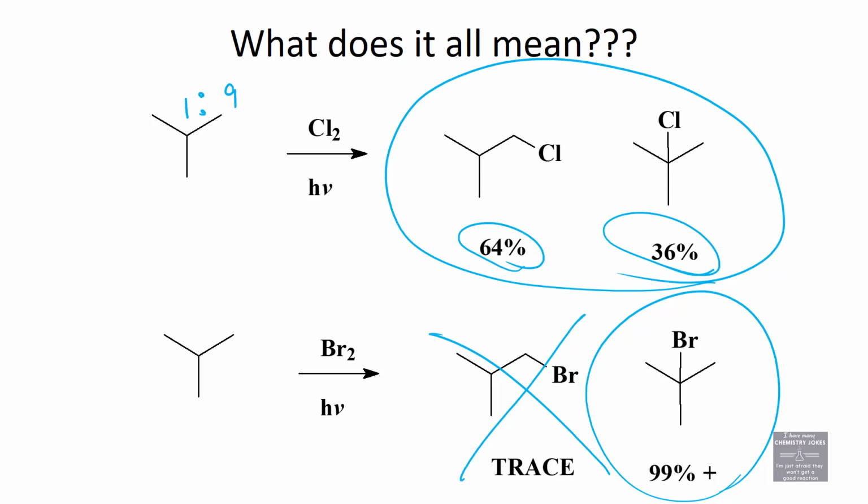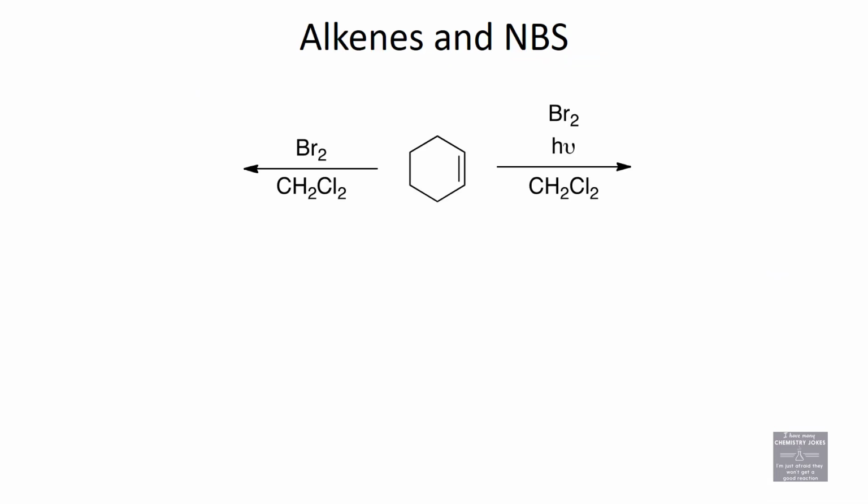So all of that was reactions with alkanes and bromine or chlorine. What if you try to react an alkene with bromine? Well, alkene with bromine, that's old stuff. We know how that works. It makes that product. Anti-addition, addition reaction, yeah.